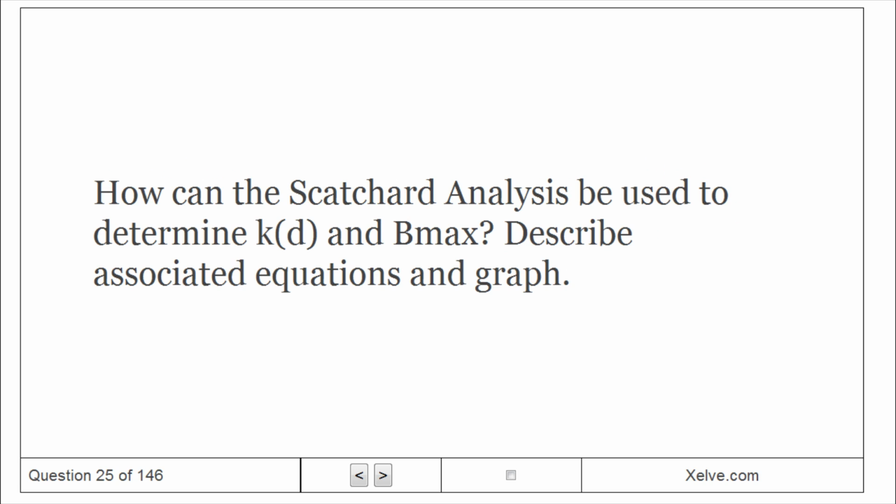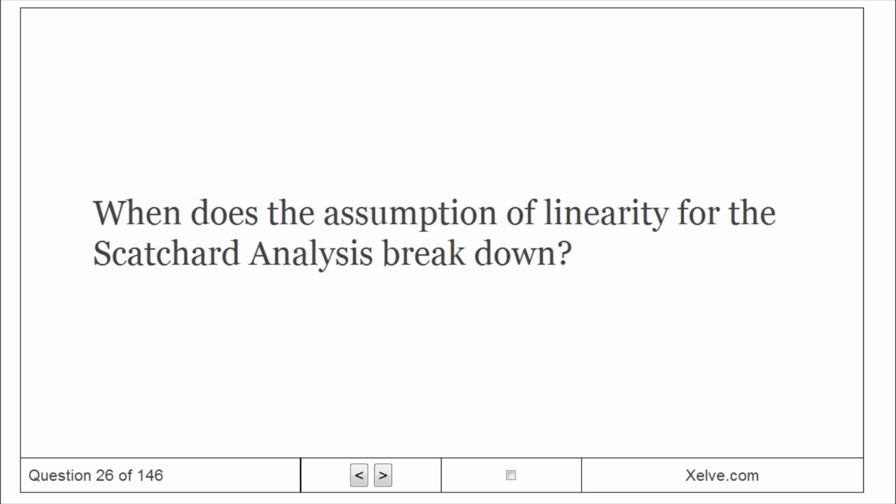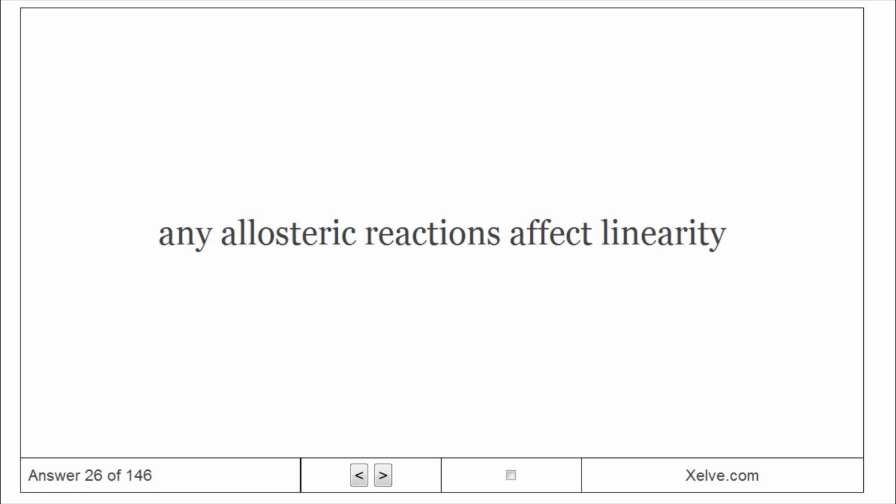How can the Scatchard analysis be used to determine Kd and Bmax? Describe the associated equations and graph. Rearrange the equations to plot a line: -1/Kd is the slope, and Bmax is the x-intercept. When does the assumption of linearity for the Scatchard analysis break down? Any allosteric reactions affect linearity.